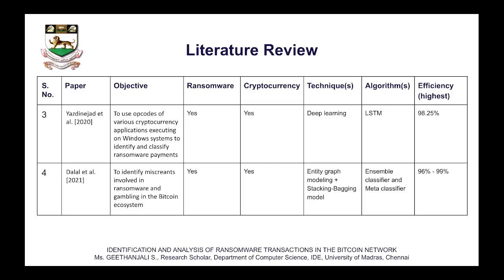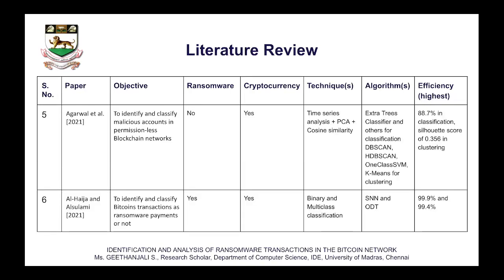In the fourth paper by Dalal and team, the authors were able to identify miscreants involved in ransomware as well as gambling transactions in Bitcoin. They came up with graph modeling, and on that they made use of ensemble classifiers and meta classifiers, and their models were able to achieve an accuracy between 96 and 99%.